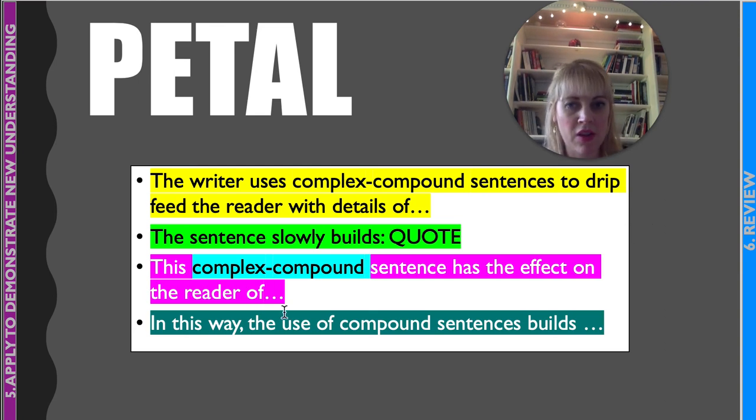Okay, so one of the things you could say in your analysis is that the effect on the reader is to make us pay close attention to the mannerisms of a man and to wonder at the mystery of his behaviour, and that this almost happens in slow motion, as if we're forced to pay attention to every detail, building up tension about what might happen next. Finally, in your link, you want to explain that in this way the use of compound sentences builds an overall sense of tension and mystery in this crime narrative.